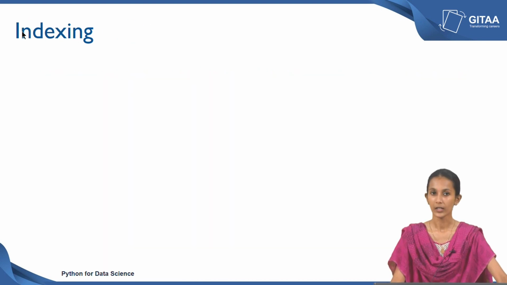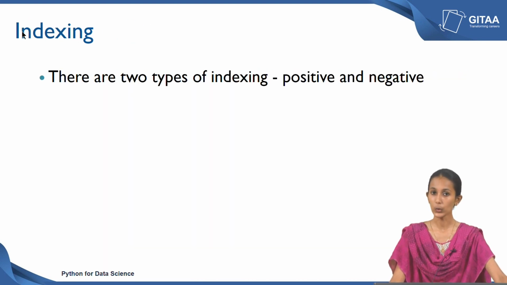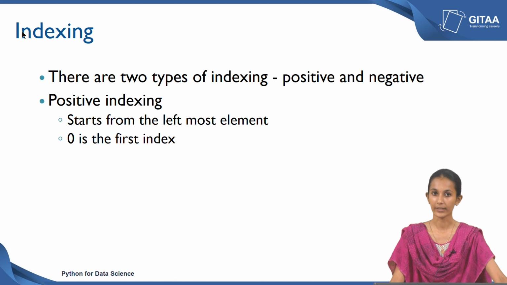Now, let us see the indexing in Python. There are two types of indexing, one is positive and another one is negative indexing. So, first let us look at the positive indexing. It always starts from the leftmost element to the rightmost, and 0 is the first index and it ranges till n minus 1. So, let us take an example.